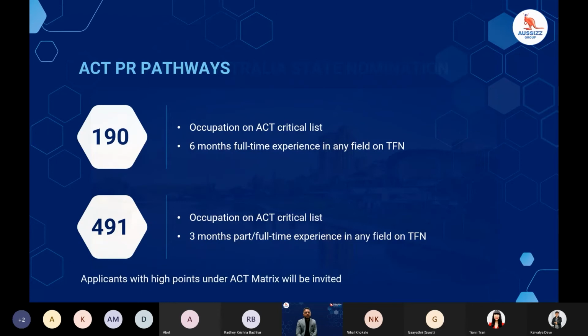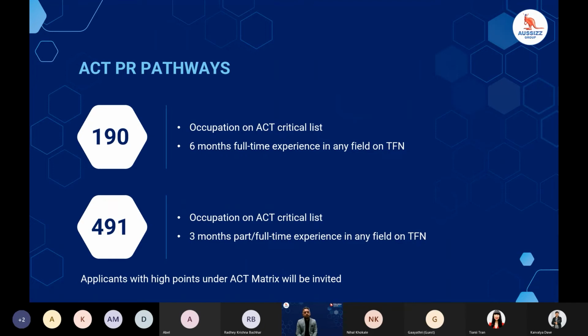With Canberra, there is one more pathway that was recently added, a business category. So if you operate a business in Canberra for 6 months, you can qualify for 190. Now the business ownership has to be at least 51% of the applicant. And for 491, you have to operate the business for 3 months. For 190, you have to operate the business for 6 months. Now it can be an existing business that you can purchase, or you can build a new business and meet the criteria.